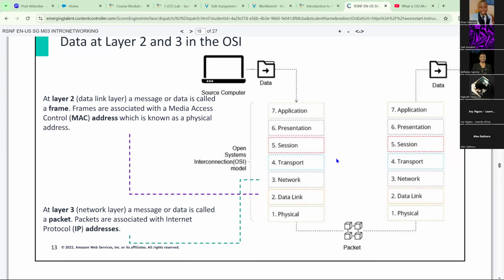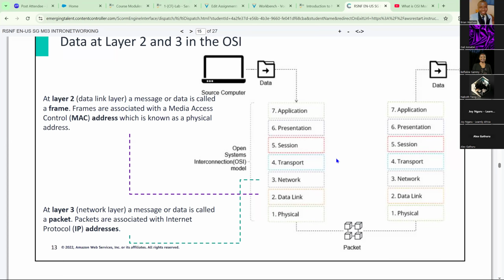So a MAC address is very important because it identifies the devices on our network. That is very, very important to remember.